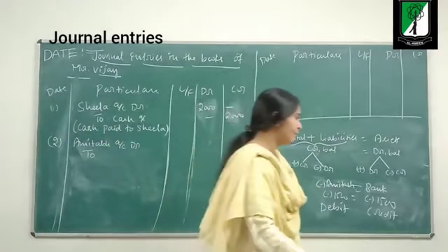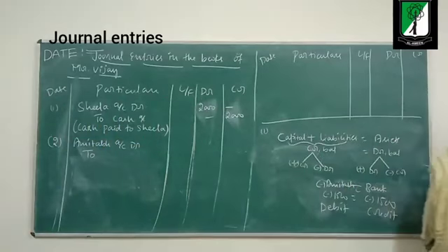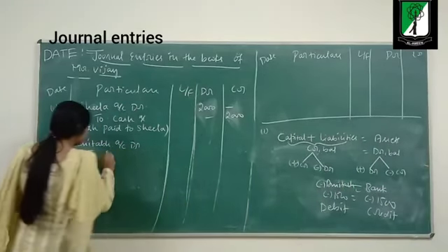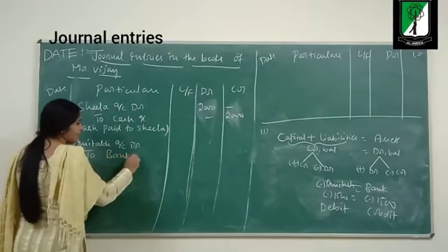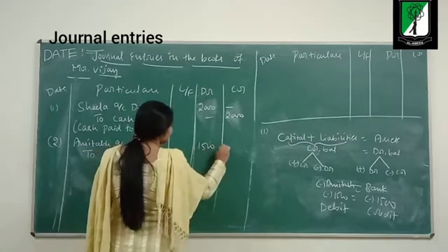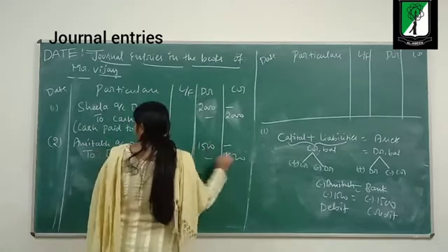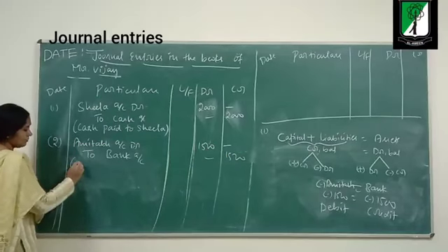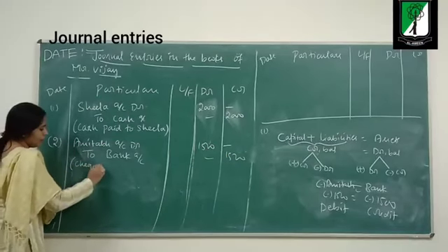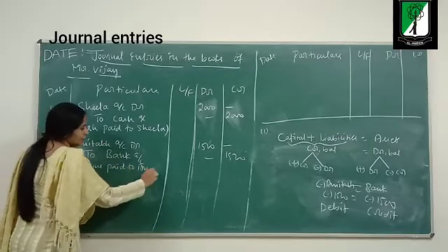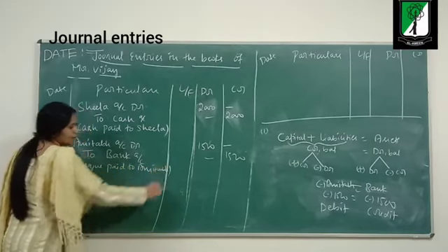Why? Because the payment is made by check. The business is making payment by check. What is the value? Rupees 1,500. Narration: check paid to Amitabh. So this is the narration.